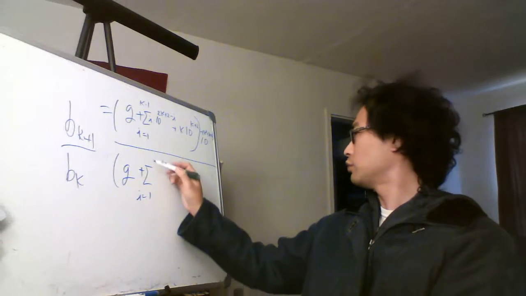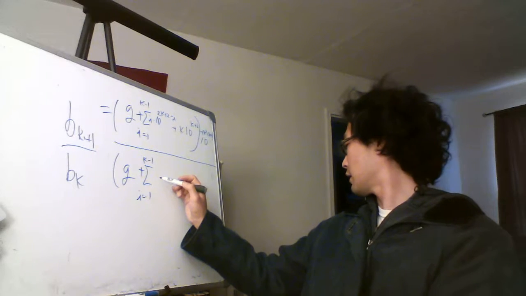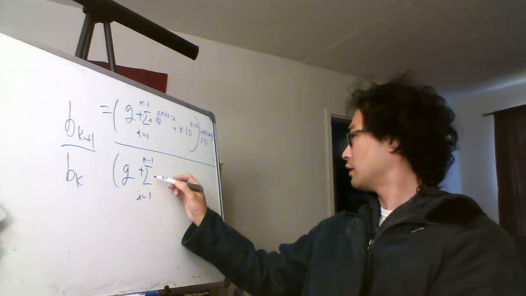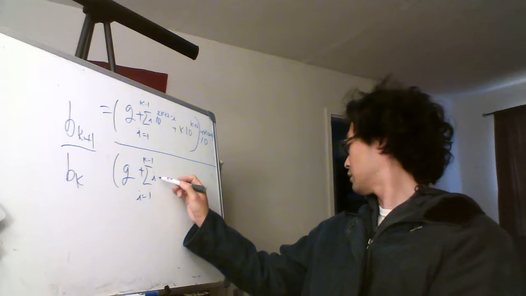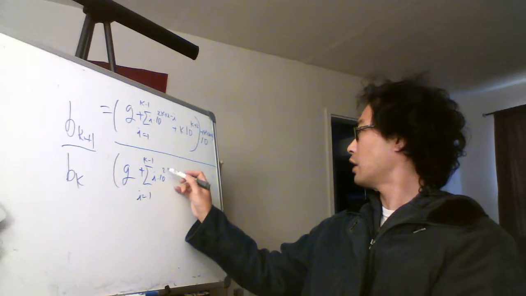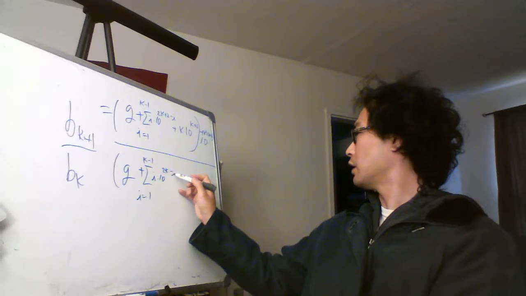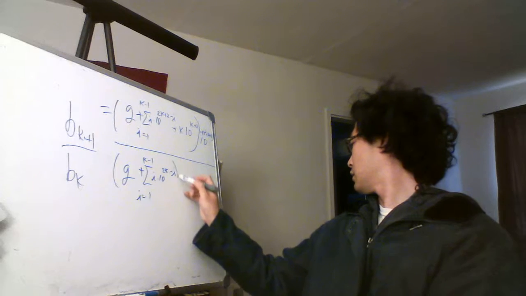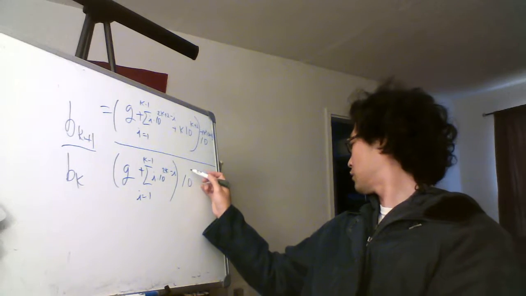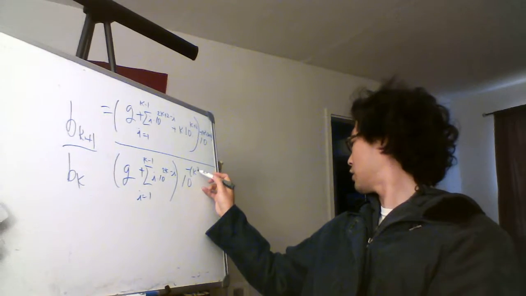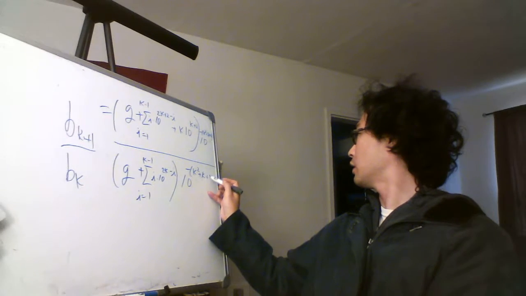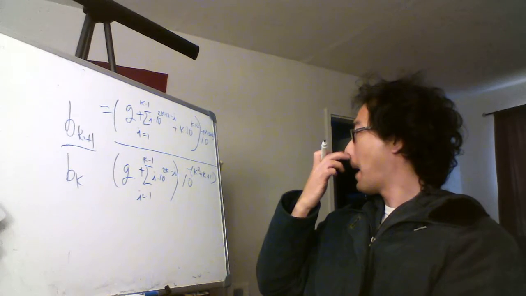The sum of i from 1 to k minus 1, i times 10 to the 2k minus i, over 10 to the minus k squared plus k plus 1, okay?